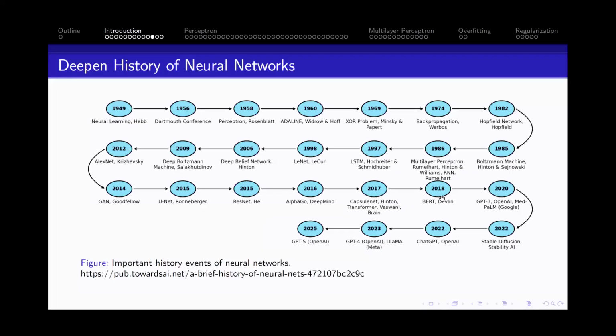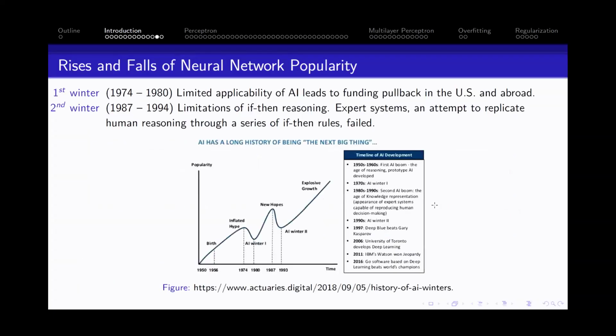And following that, BERT, in 2018, was introduced for text-based analysis. After that, GPT by OpenAI in 2020 was another big advancement in this field. And more recently, just two or three months ago, GPT-5 was introduced by OpenAI. So this is a quick history of neural networks through the years.